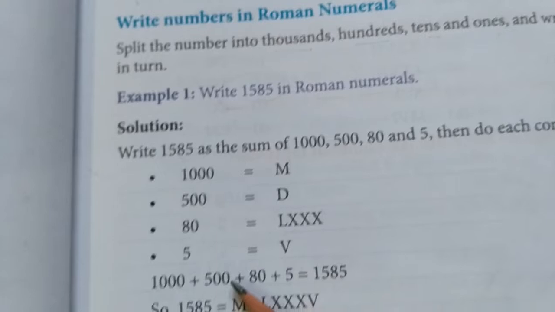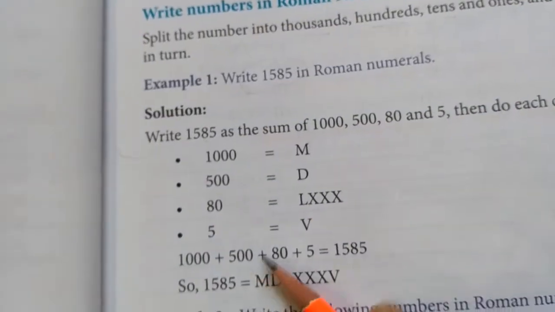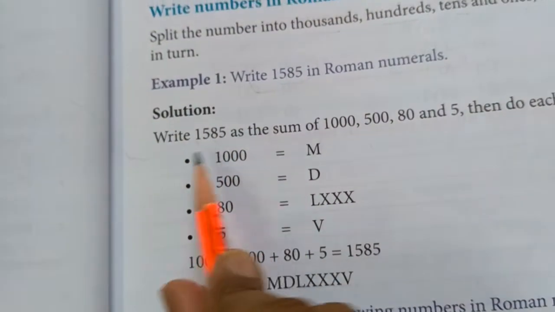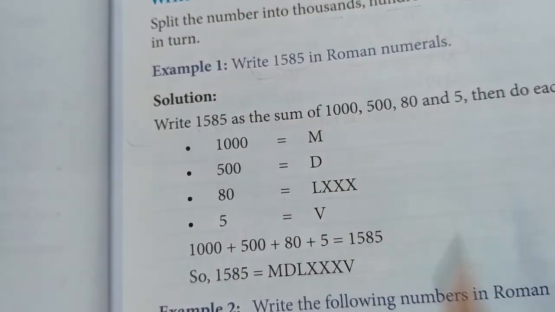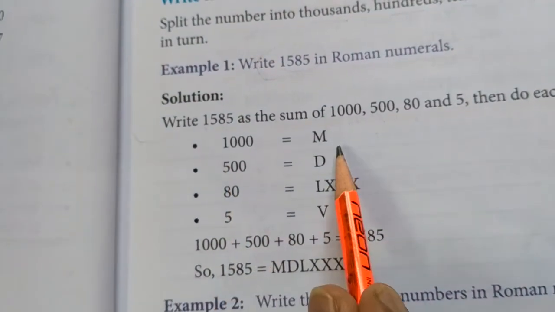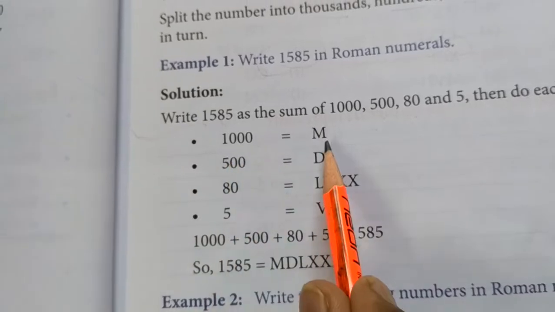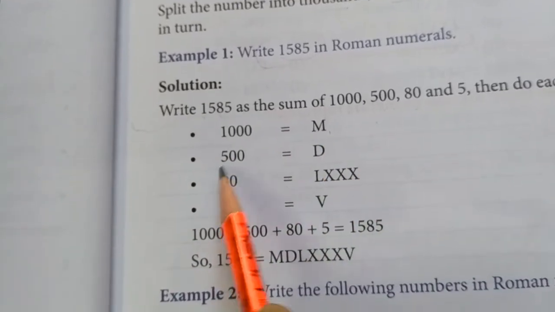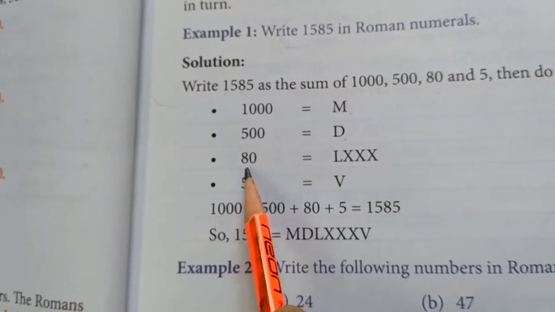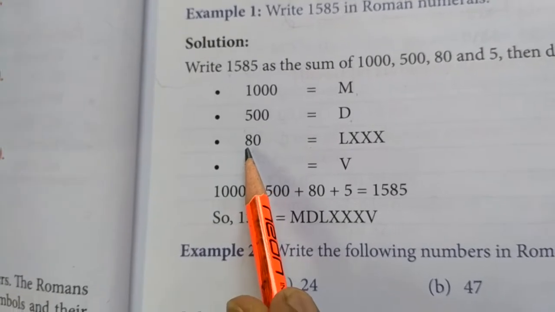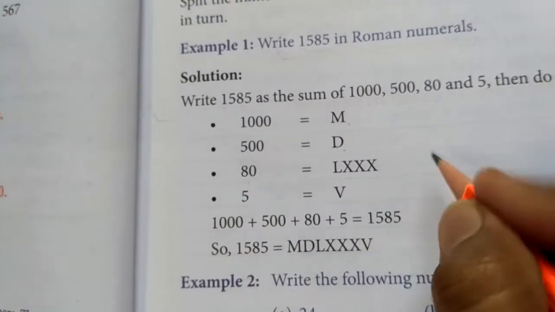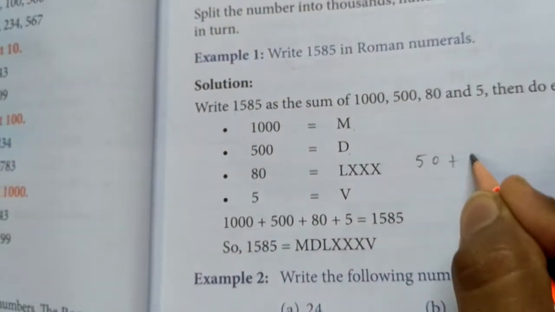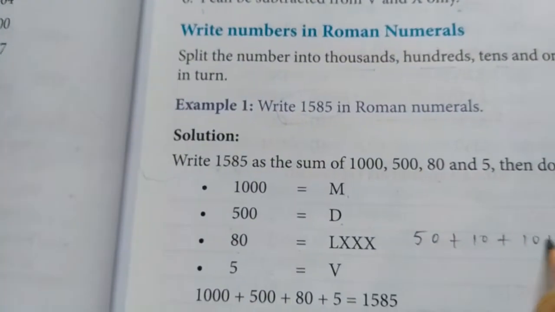So now we have split this particular sum problem as the sum of 1000, 500, 80 and 5. Then we will write the corresponding symbols. For 1000 it is written M, for 500 it is written D. For 80, what can we do? 80 can be written as 50 plus 10 plus 10 plus 10.